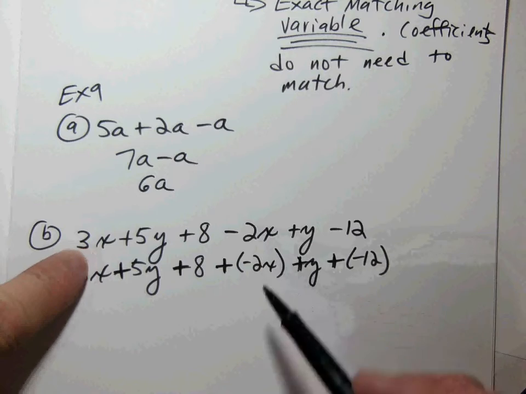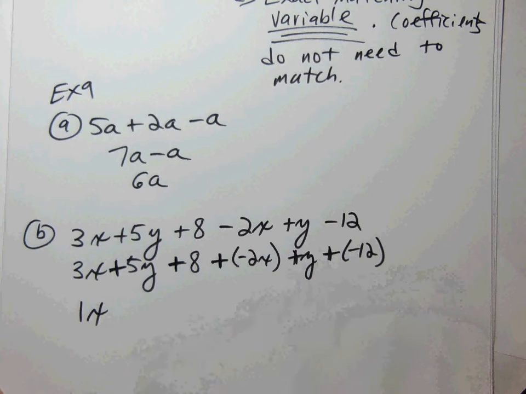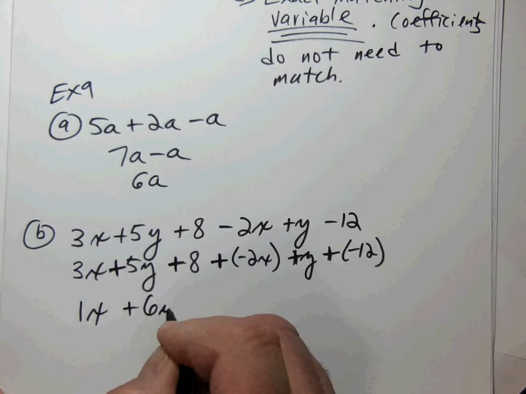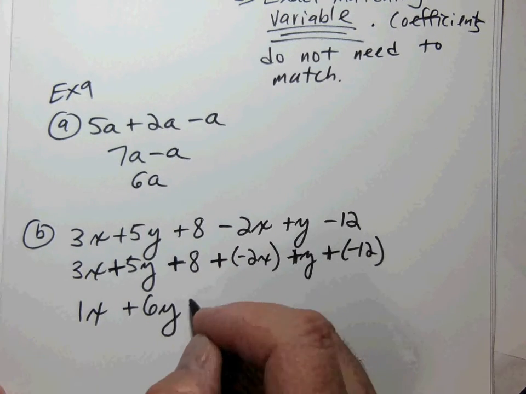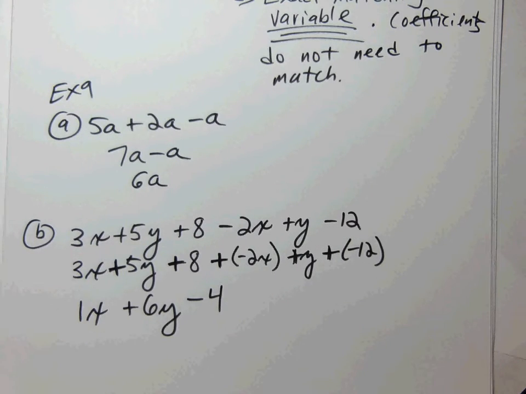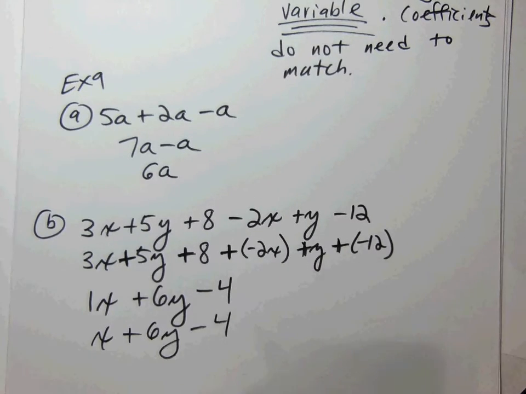I've got a 3x and a negative 2x I'm going to put together, that'll give me a 1x. I've got a 5y and then just another y, which means 1y, so that'll give me a 6y. And I've got an 8 and a negative 12 that I'm trying to put together, and that'll give me a negative 4. Okay? Everybody cool with that one? So x plus 6y minus 4, you do not need to write that 1 in front of the x. You can. I'll never tell you not to, but you don't have to.